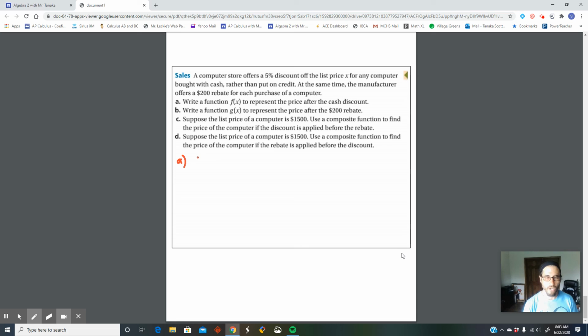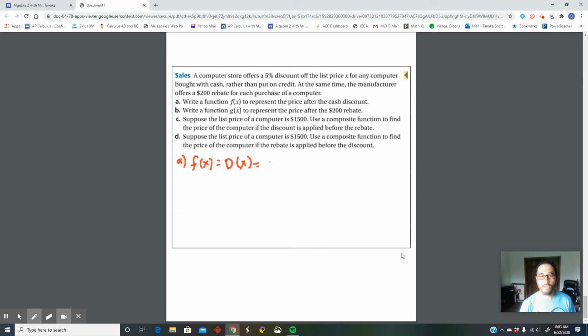Okay, so they want us to call this f of x, and I'm going to call that discount. I'm going to call that d of x. I'm going to change it. And as long as I say they're equal to each other, I'm good to go. Because I think if I do that, then it's going to make it easier to understand what I'm doing as I'm setting up a composition of two functions.